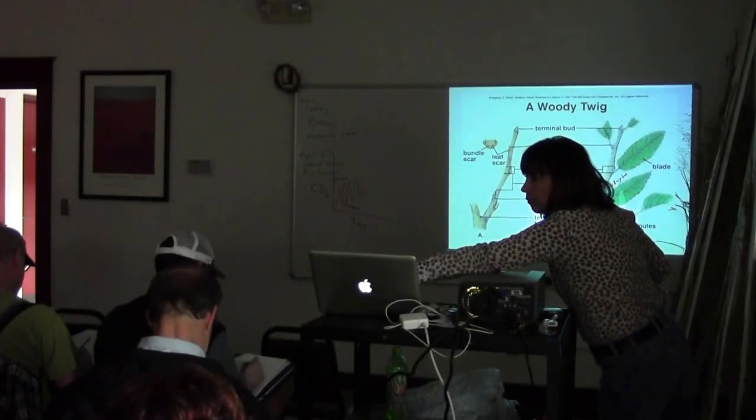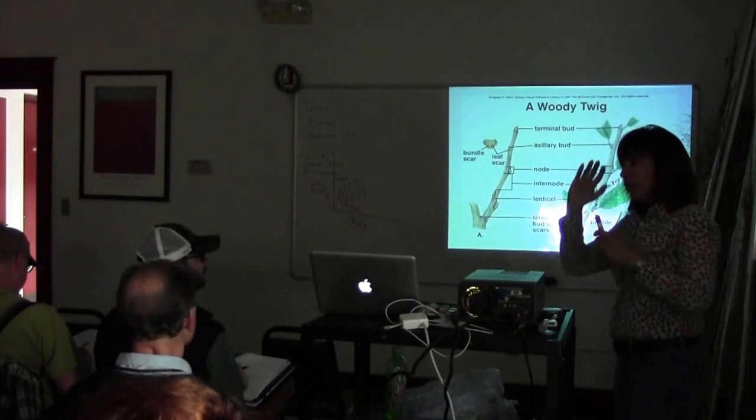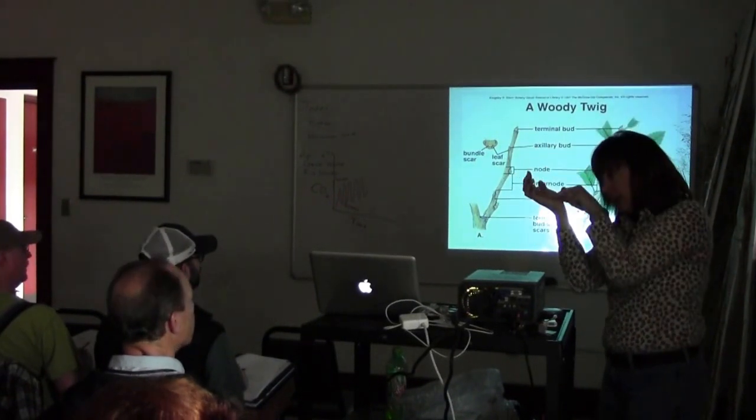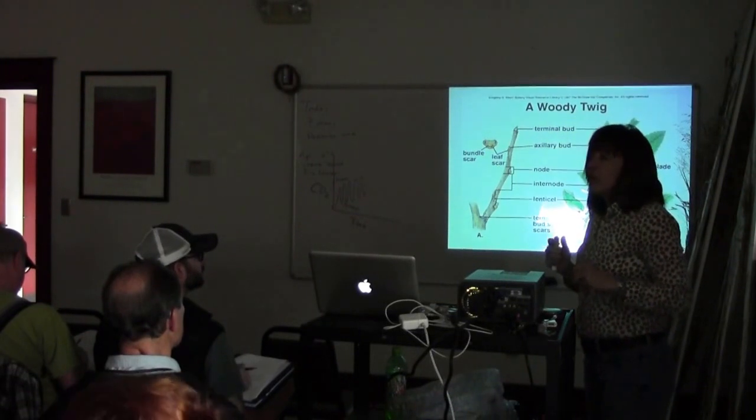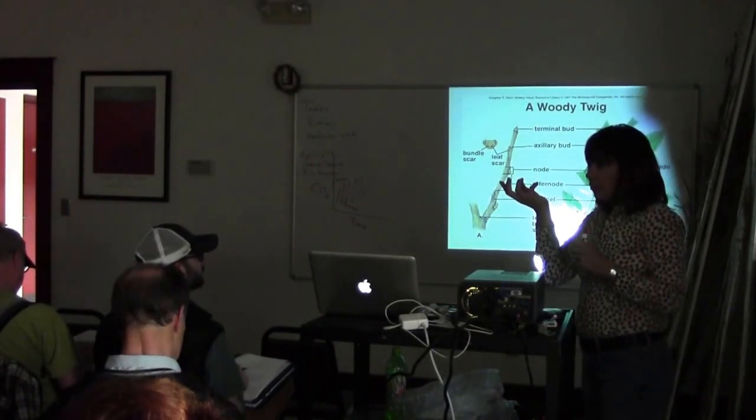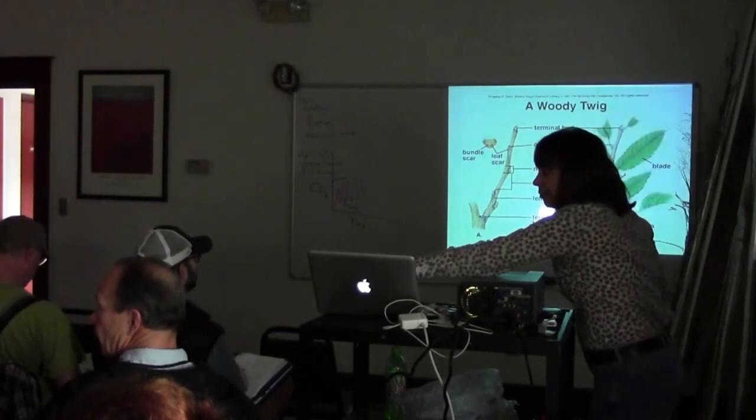Jill, what happens when you have a clasping leaf? The clasping leaf, there's a little bud in there, where it wraps around. It just doesn't have a petiole or stalk. It has sessile leaf attachment.